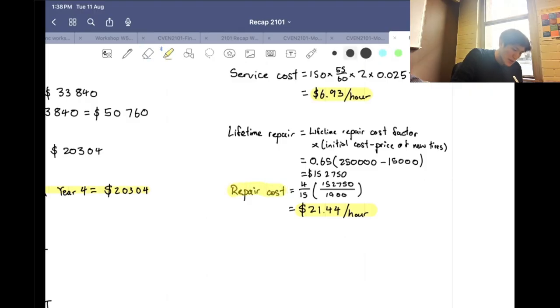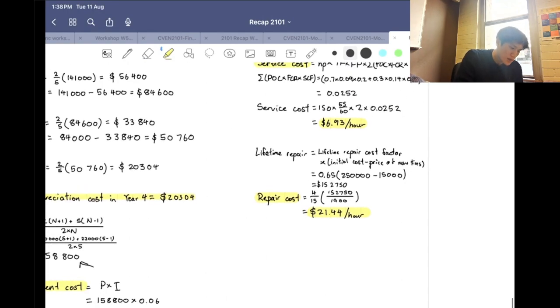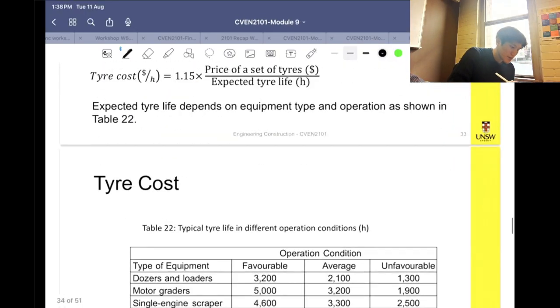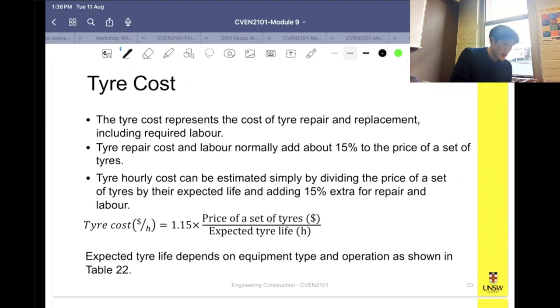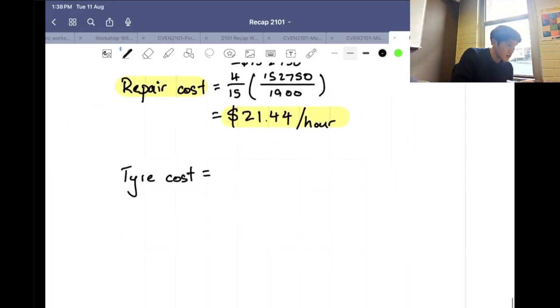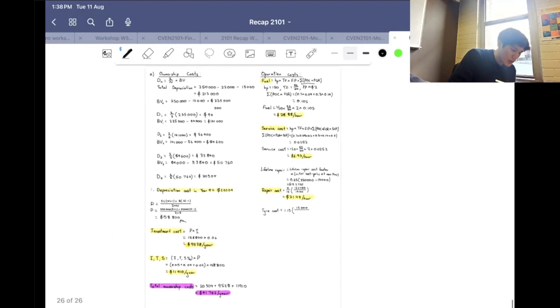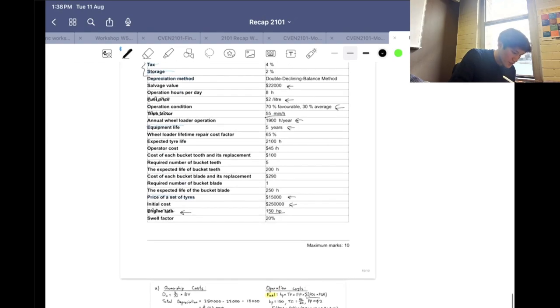So you use your lifetime repair to figure out your repair cost. And moving on to tire cost, that is equal to 1.15 times the price of a new set of tires divided by the expected tire life. So 1.15, and you know that it costs 15,000 for a new set of tires, divided by the number of hours you expect to use out of it.